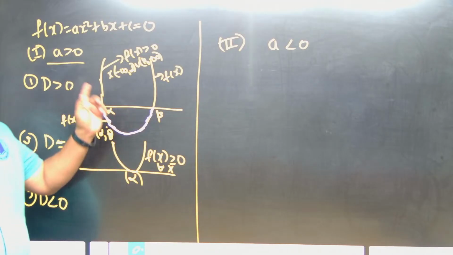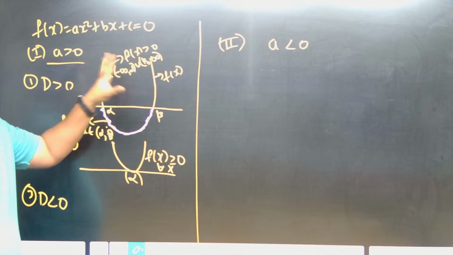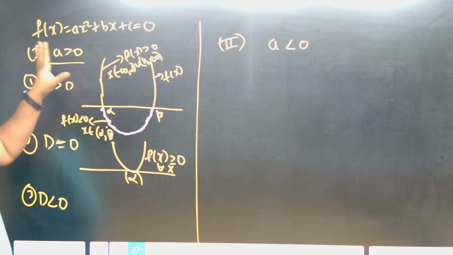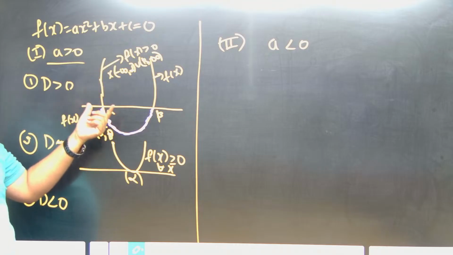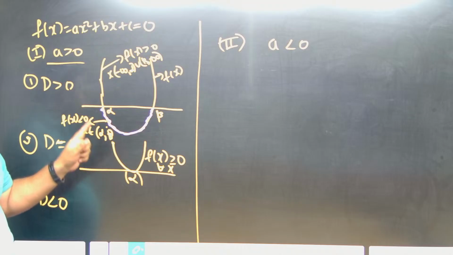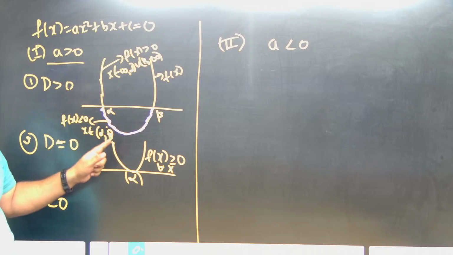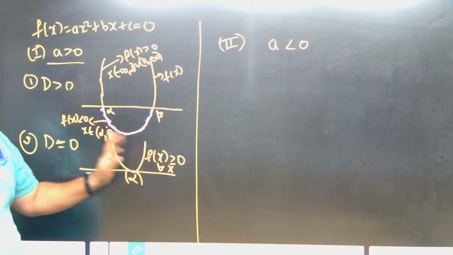This is very important. It is not just about a being greater than 0, d being greater than 0. You should also know what will happen to f of x. When a is greater than 0 and d is greater than 0, f of x can be positive, greater than 0, and at some part f of x will be less than 0. But when d is equal to 0, f of x is greater than or equal to 0. It is not just greater than, it is greater than or equal to 0 because it is touching x axis. At that point it will be equal.